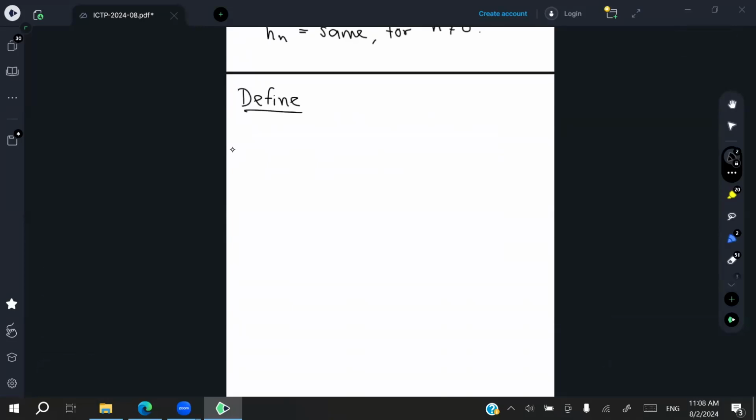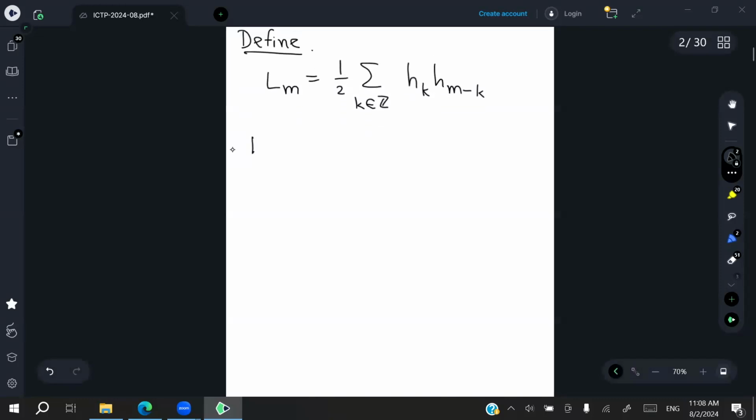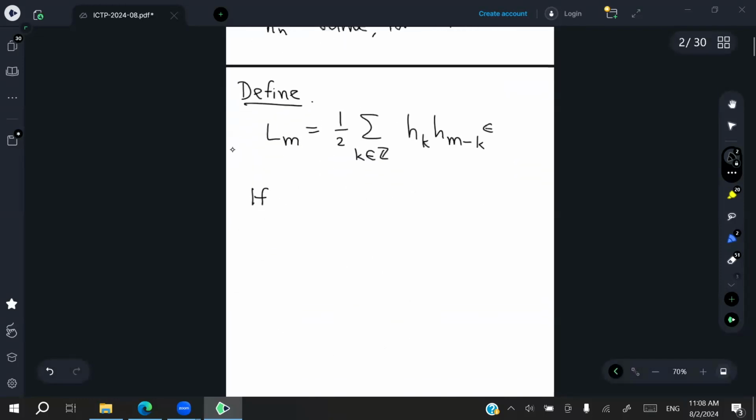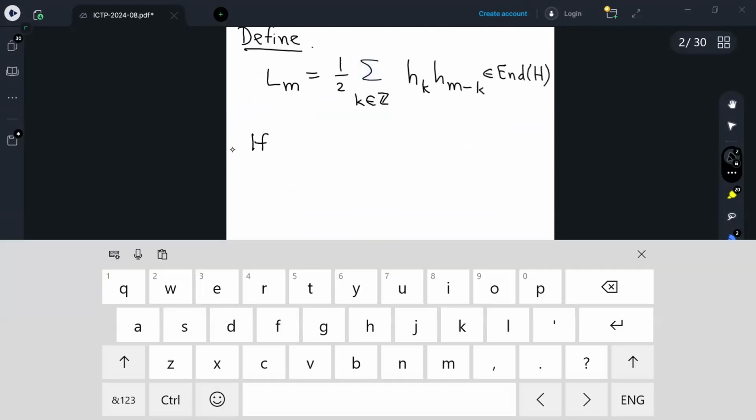And this idea appeared to define some operators, L_m, given by 1/2 sum, where k runs over the integers, of h_k h_{m-k}. And now if m, so these are endomorphisms of H, what's happening?